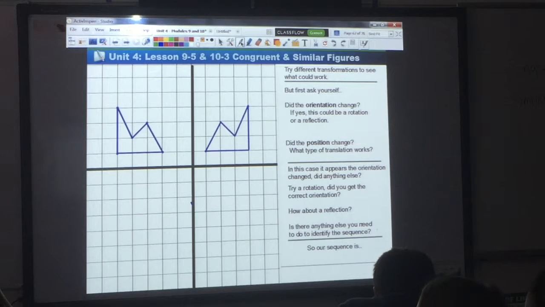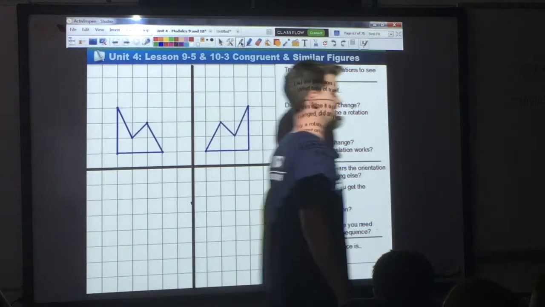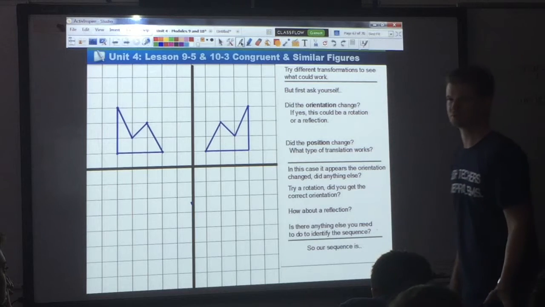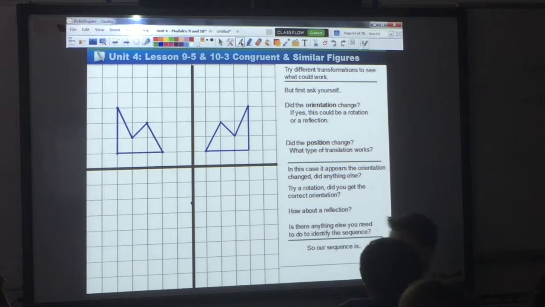But you have to go back and identify the sequence. And when I say identify the sequence, you're not going to tell me I reflected it and I translated it. You need to tell me coordinate notation. So what was the first thing we did in order to make these figures congruent? Reflected it across the y-axis. You should have those rules still in front of you. Give me the coordinate notation for that. What was the coordinate notation for reflection across the y?